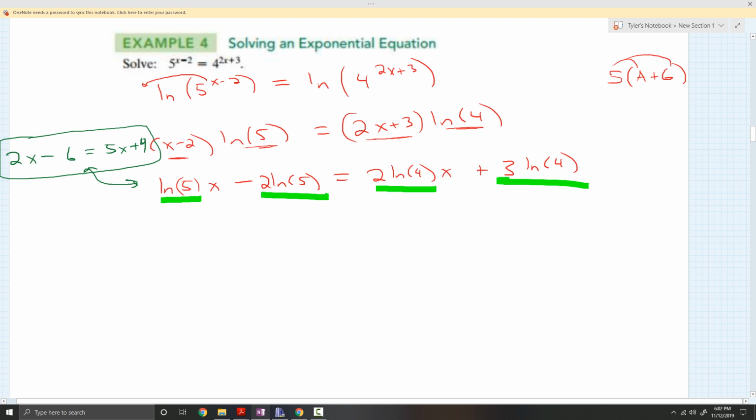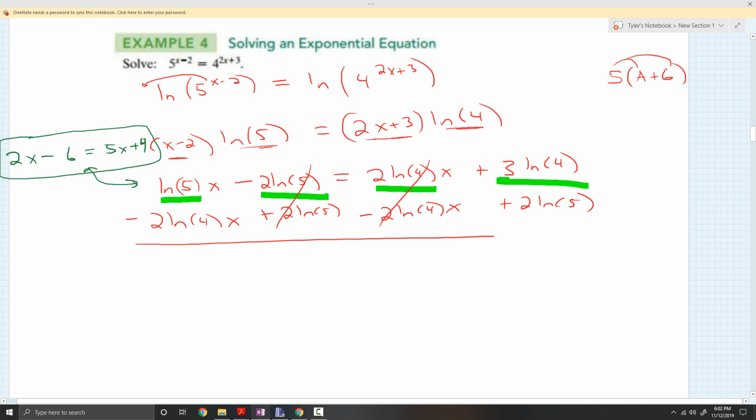Just like in the green. So what I would do is subtract 2 natural log of 4x from both sides, right? And then that means that we want to add 2 natural log of 5 to both sides, right? Because that will cancel and that will cancel, and I'm left with just something times x on the left-hand side and then equals some number on the right. And then I can divide by the coefficient and get the solution, right? Just like we would any old equation.